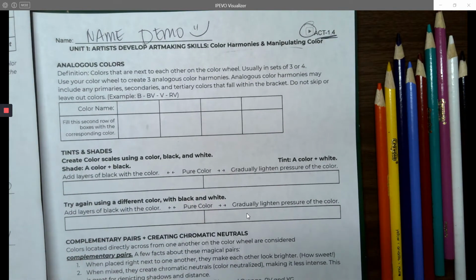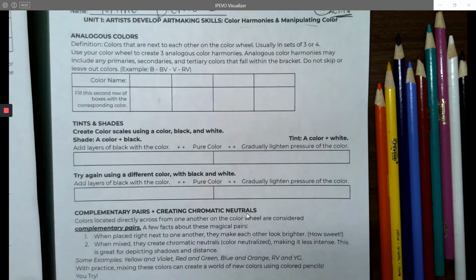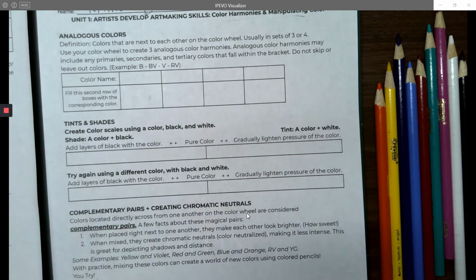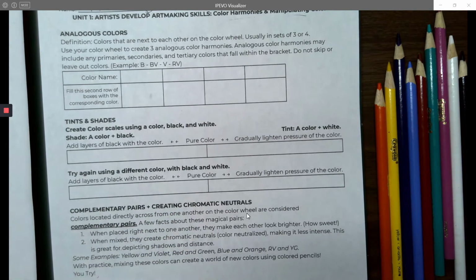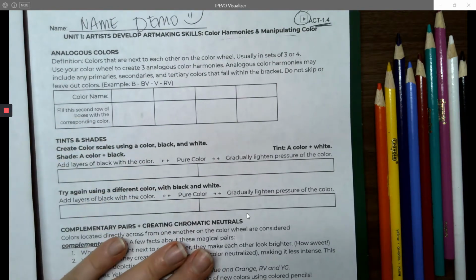With color harmonies, basically a color harmony is an arrangement of colors that look good together. There are a variety of color harmonies, but we're going to look at just a couple today. We're going to look at analogous color harmonies, tints and shades, which you could also call monochromatic color harmonies, and then also complementary pairs or chromatic neutrals. We're going to take a look at these three main parts and work through them.